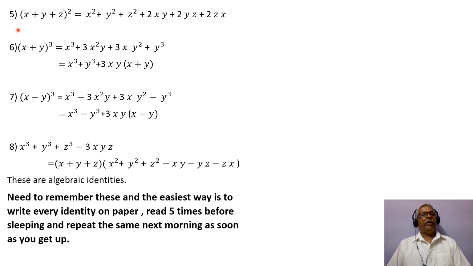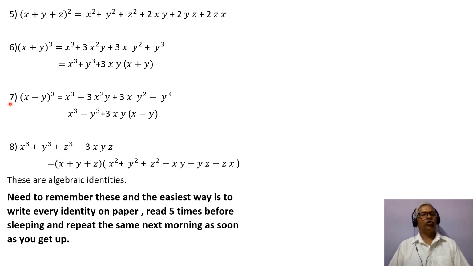Fifth one, (x plus y plus z) the whole square equals x square plus y square plus z square plus 2xy plus 2yz plus 2zx. Sixth one, (x plus y) the whole cube equals x cube plus 3x square y plus 3xy square plus y cube, or another form is x cube plus y cube plus 3xy into (x plus y). So we have taken xy common from these two terms.